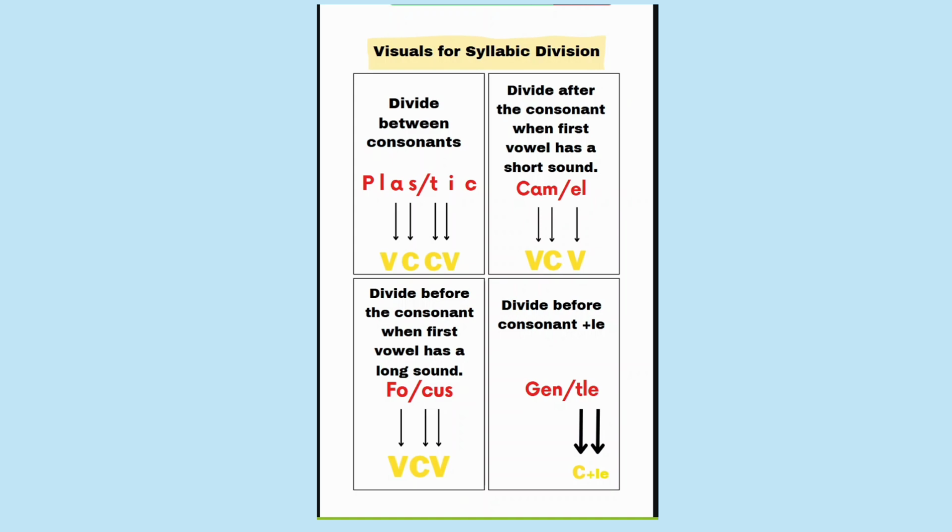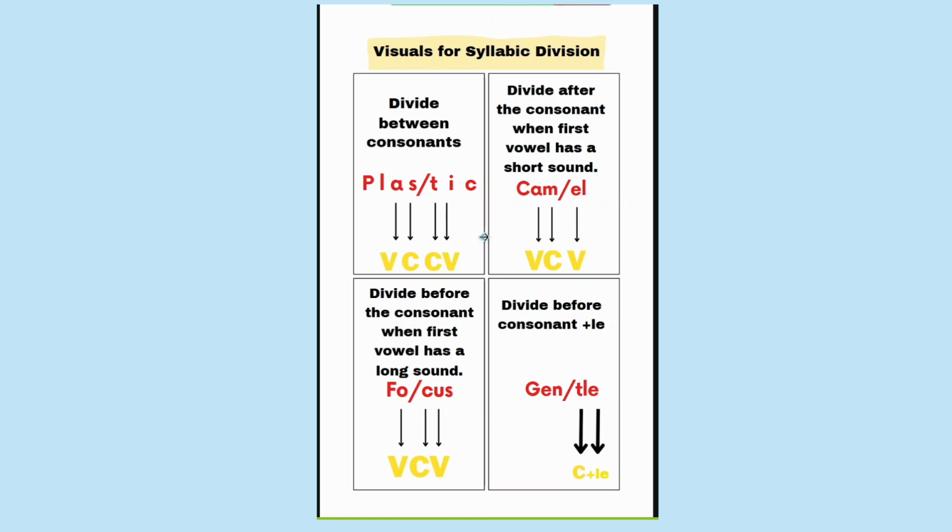So here I am sharing some visuals for syllabic divisions which a teacher or a student must know to write correct spellings. The first and prior part to divide the words into syllables is to identify the vowels. See, in this word, we will identify the vowels. Here, letter A represents the vowel, and here, letter I represents the vowel.